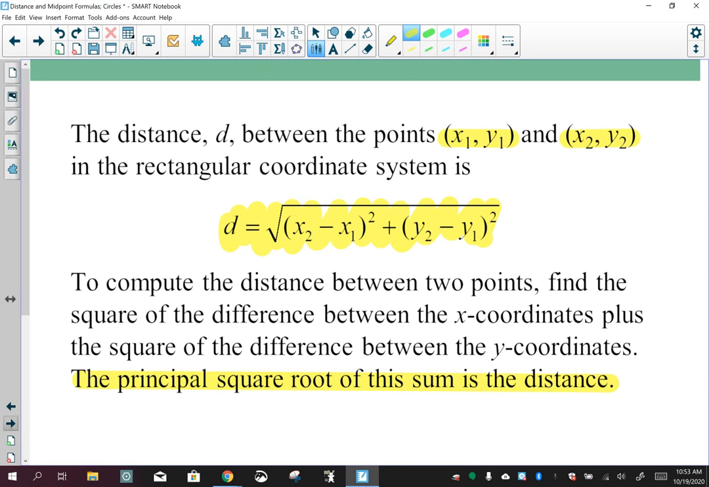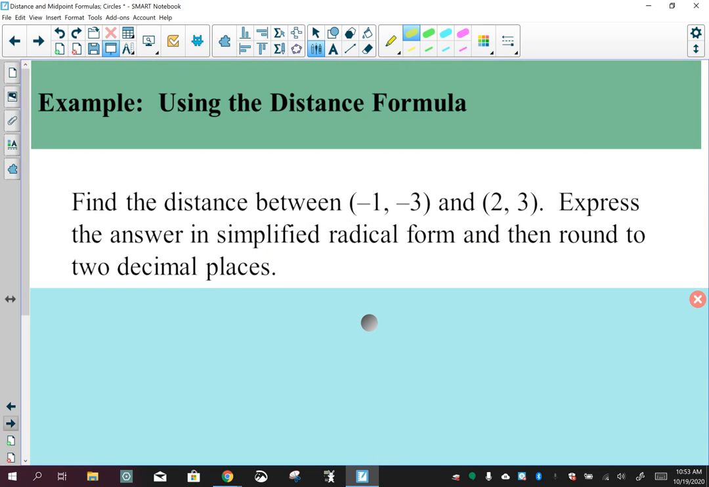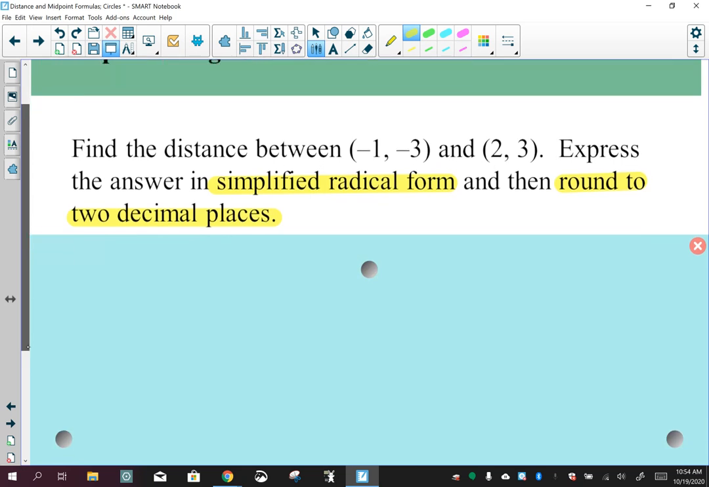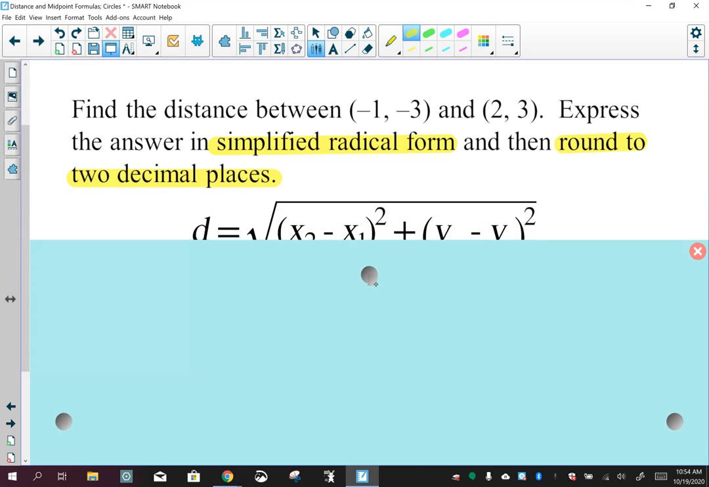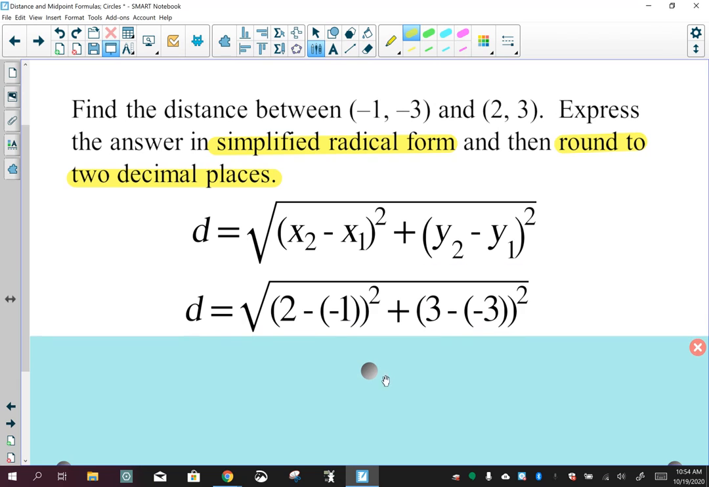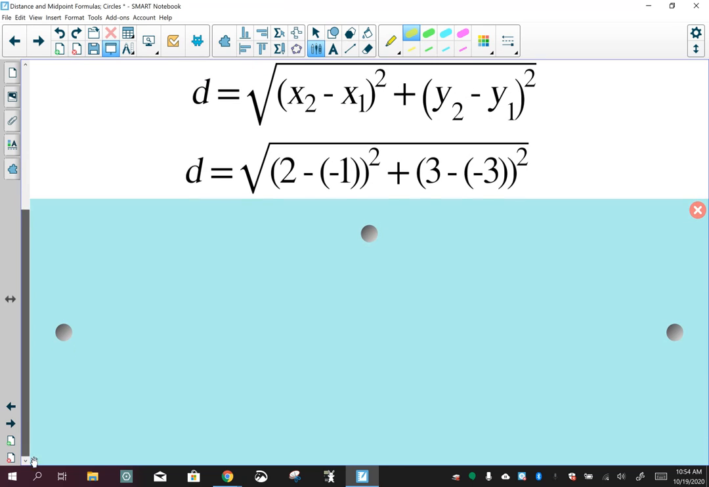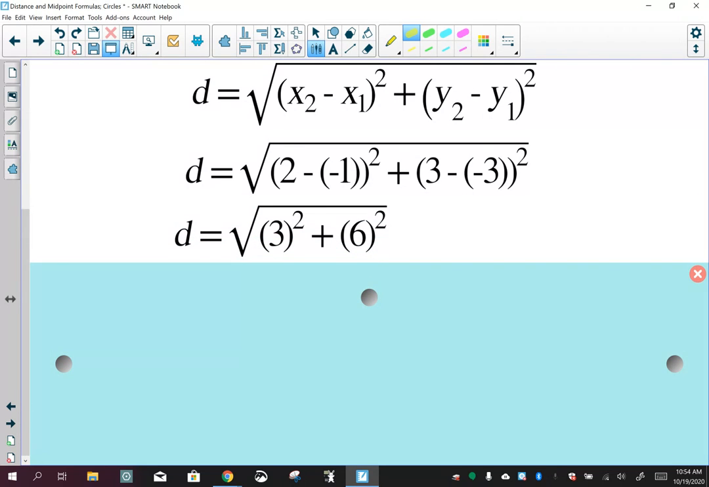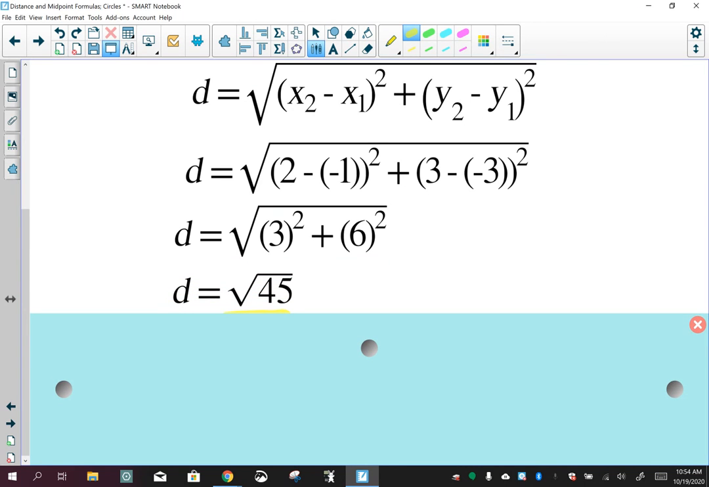So let's take a look at this. Use the distance formula to find the distance between (-1, -3) and (2, 3). Express your answer in simplified radical form and then round to 2 decimal places. I'm going to take my distance formula here and input my points. Once I input my points, I'm going to come over here and clean up that inside. And then once I clean up that inside, I get my answer.